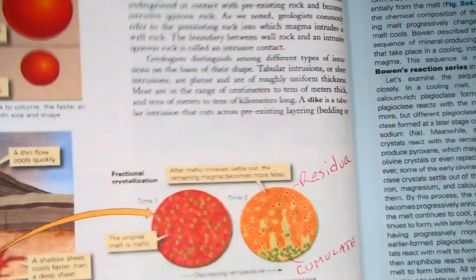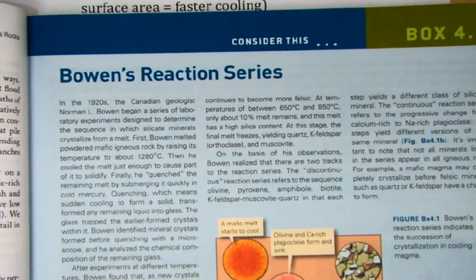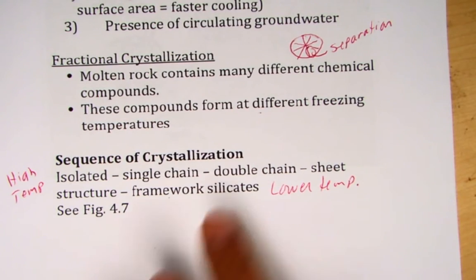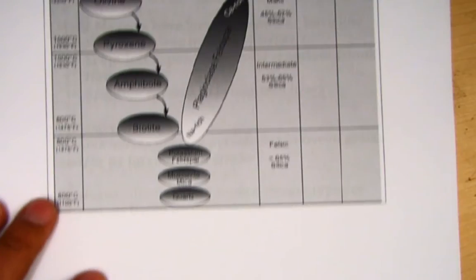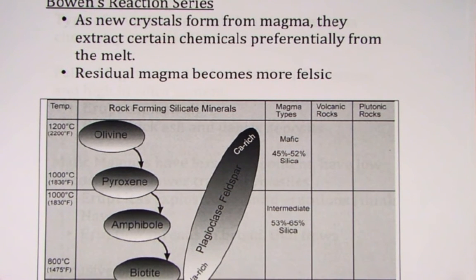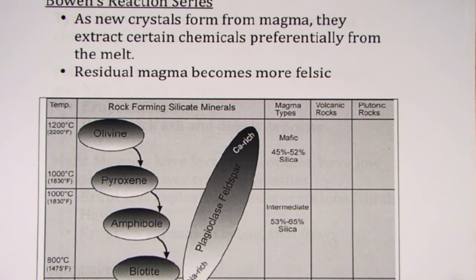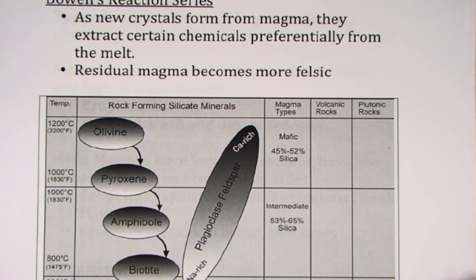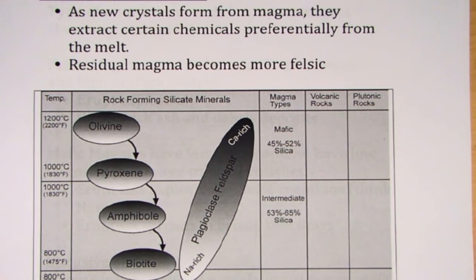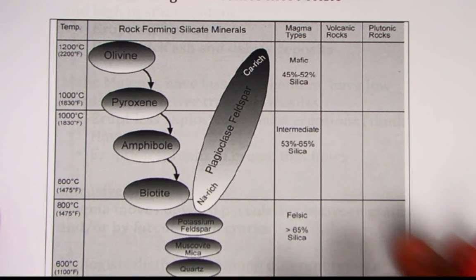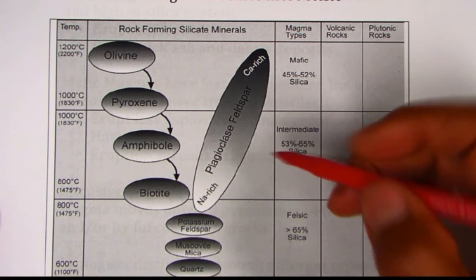Now, the next thing I want to do is talk about this idea of Bowen's reaction series that your book talks about, but I have a different figure I want to point out here. So we'll look at my figure in terms of Bowen's reaction series. So as new crystals form from magma, they extract certain chemicals preferentially from the melt. And so that means the residua is changing chemistry. Residual magma becomes more felsic, right? And so in this case, there are two branches I want you to note here.